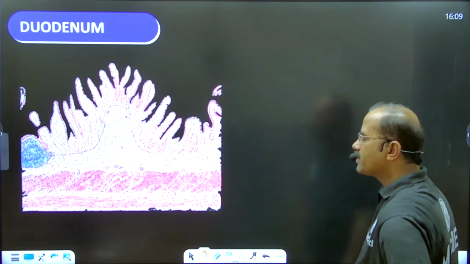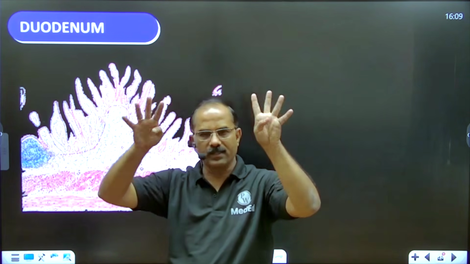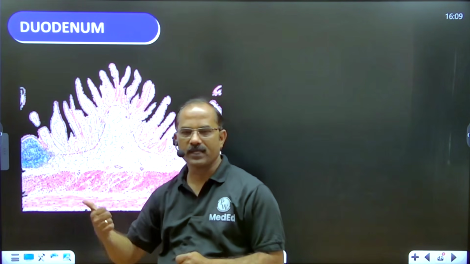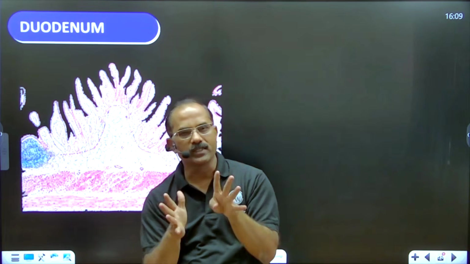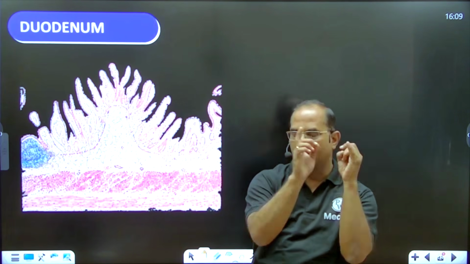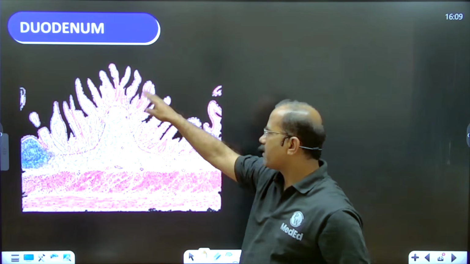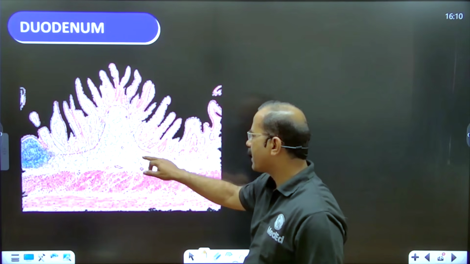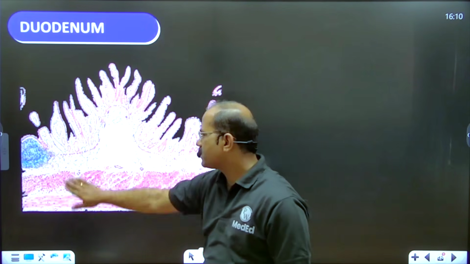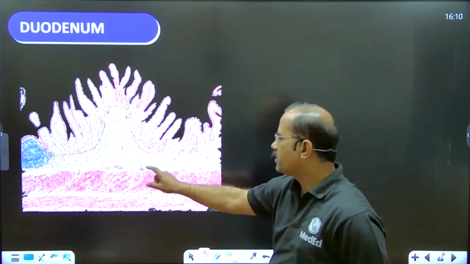Now we move on to the small intestines. The moment we see these finger-like processes here, this is the small intestines. What is this known as? Villus. So the moment we see the villus, this is small intestines. Now how do we differentiate between a duodenum, jejunum, and ileum? You see the submucosa. In the submucosa, we get glands here. What are these glands known as? The Brunner's glands. So villus with Brunner's gland.